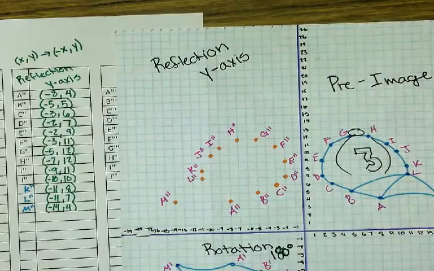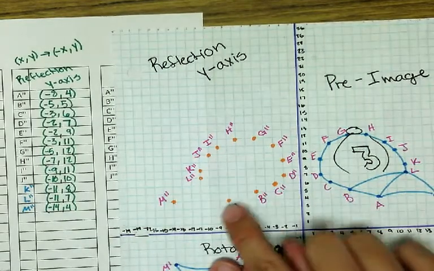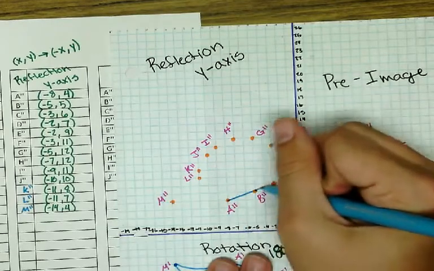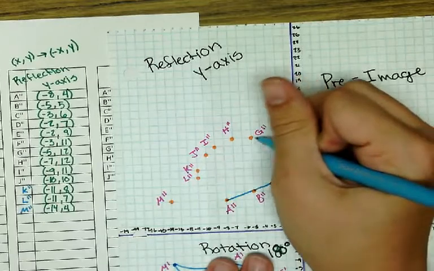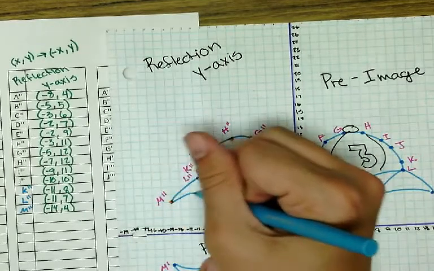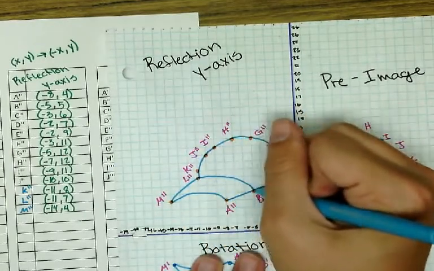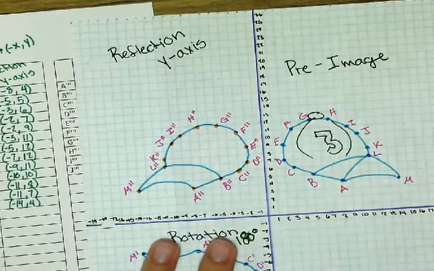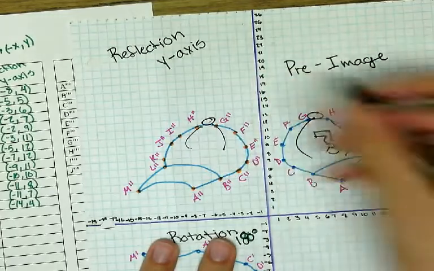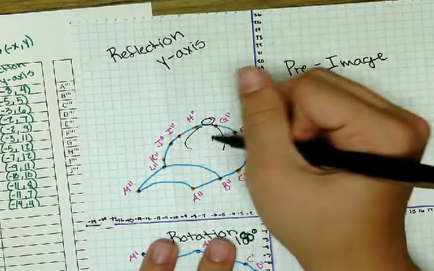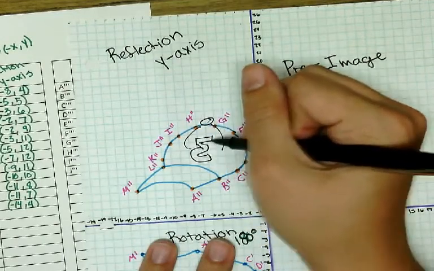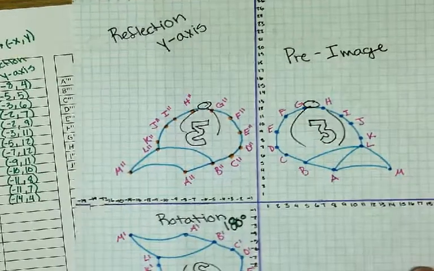Alright, now I have all my points plotted and labeled, so all I have to do is connect my dots. So here are my dots. There's my reflected hat, and now all I have to do is color and detail my picture. I don't so much color in here, make sure you're coloring yours at home. So there is my reflected hat. I messed up here, ignore this line.